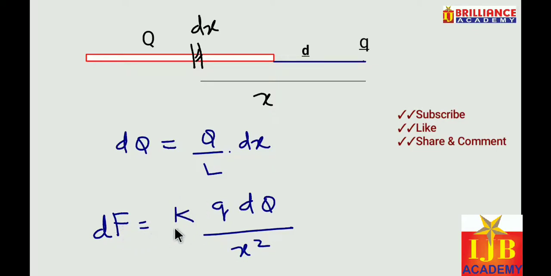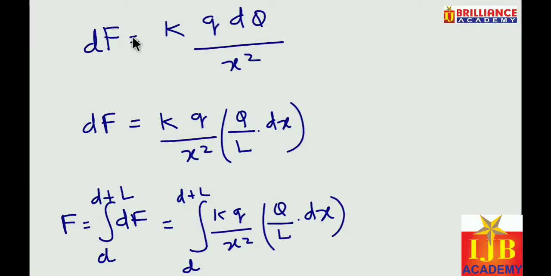So dF will be equal to k q, this small q, times the small charge dq, divided by the distance x squared. I have written the small force dF equals k q dq by x squared. Now I substitute the value of dq, which is Q by L into dx. So this is dF. Now to get the force, I have to integrate this dF.